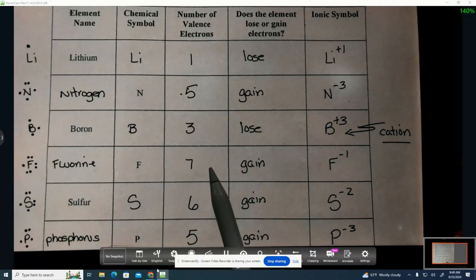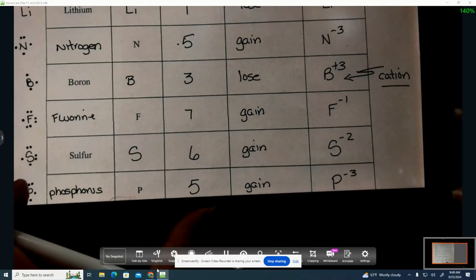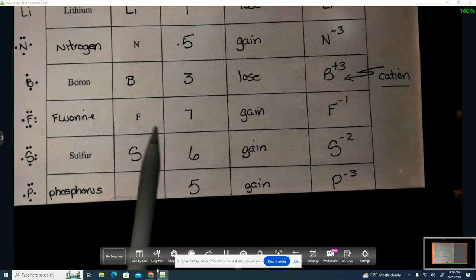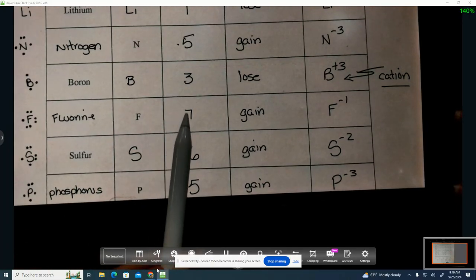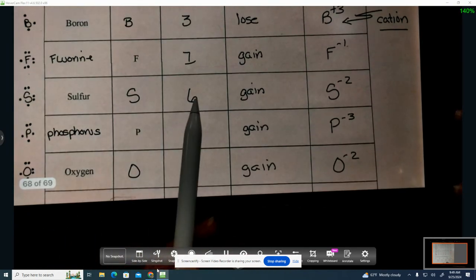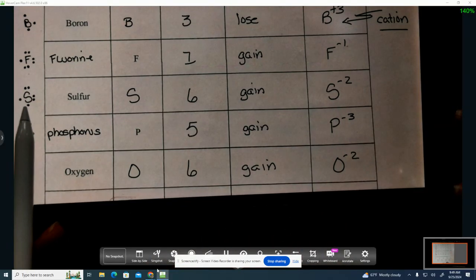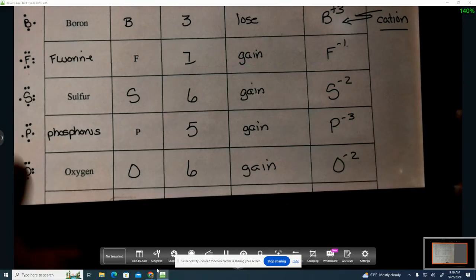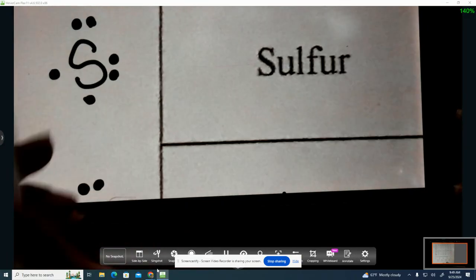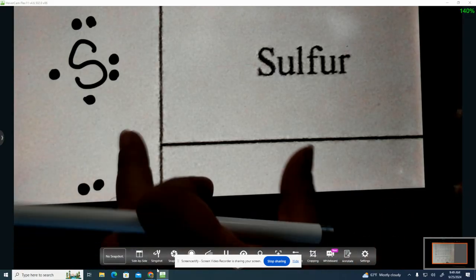Fluorine, it's going to become a negative. It's in group 17, which has 7 valence electrons, except for helium. I lied. Scratch that from the record. Helium is in group 18. Okay? Fluorine has 7 valence electrons. Sulfur is in group 16, has 6 valence electrons. It's going to gain them and become -2. See how it has 6 dots around it? And do you see how I went around once and then I ran around the second time so that my dots are in the correct spots?